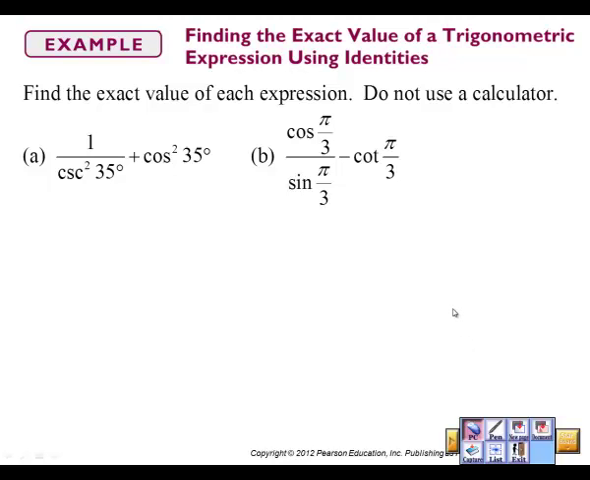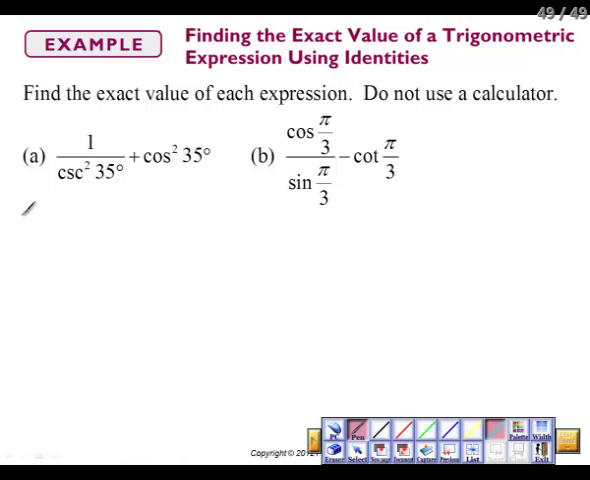Okay, so here we know that if we say that cosecant theta is 1 over sine theta, then we also know that sine theta is equal to 1 over cosecant theta. And so here 1 over cosecant squared theta in this case would be 35.